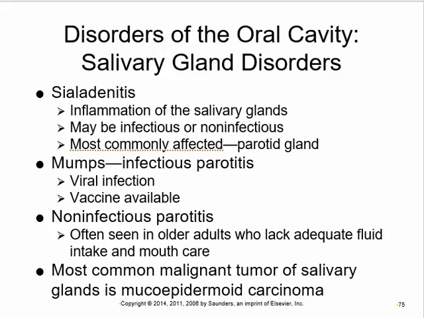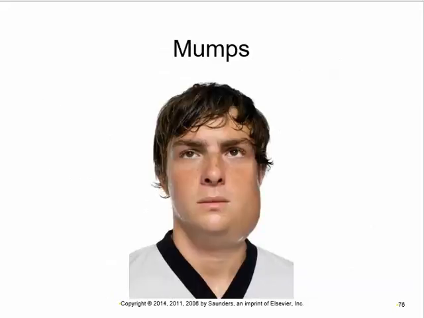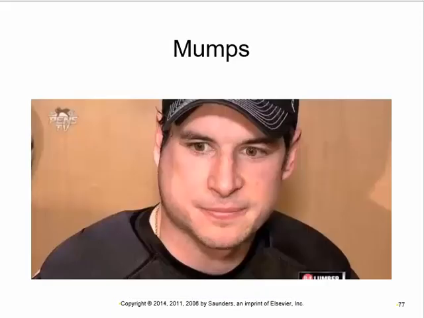And the salivary glands can also get a carcinoma because they are glandular epithelium. So cancer is not unknown. So here's a picture of somebody with the mumps, a unilateral. This is the other side, obviously.